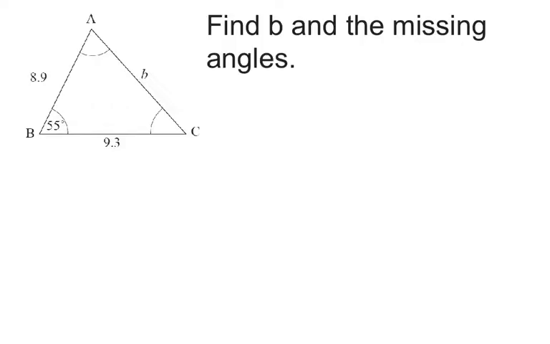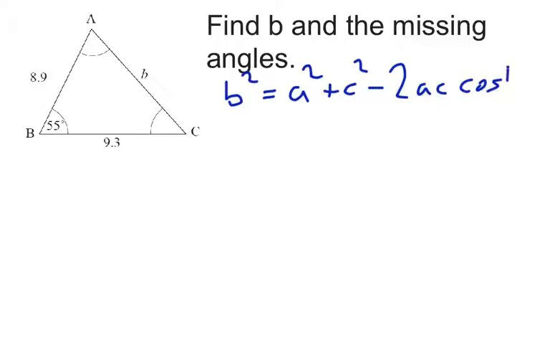In this example, we're going to find the length B and the two missing angles in the triangle shown. Because we're given two lengths with the angle between these two lengths, we're going to have to use the cosine rule. So, B squared is equal to A squared plus C squared minus 2AC cos of B, the angle between the two sides that we know.